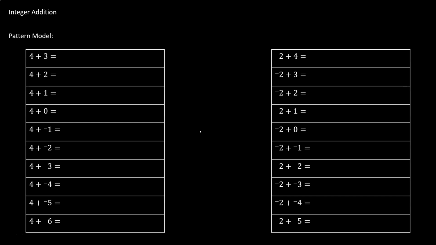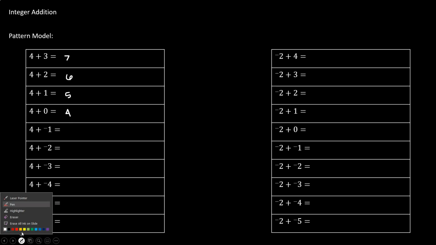This pattern model is also pretty useful. We know how to add whole numbers, so things like 4 plus 3, we already know that's equal to 7. 4 plus 2, we know that's equal to 6. 4 plus 1, we know that's equal to 5. 4 plus 0, we know that's equal to 4. Now looking at this, I want us to recognize a little bit of a pattern. I'm always starting with 4.